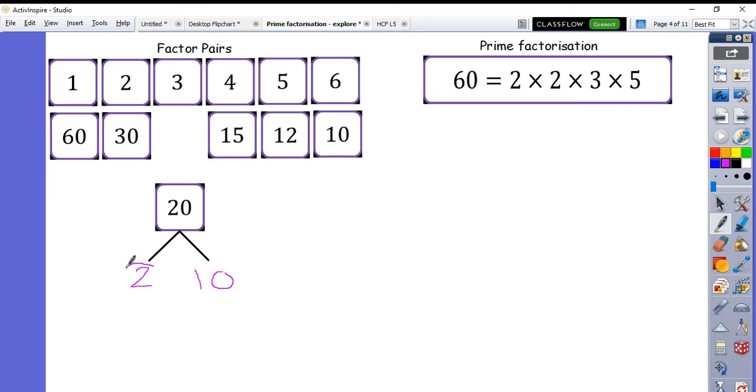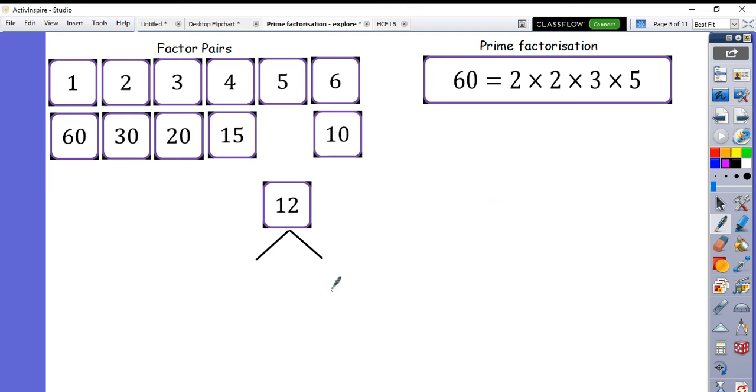Well, we know that that's a prime number, so we can circle that. So 10 isn't, so I've split that into 2 and 5. I know that 2 is a prime number. I also know that 5 is a prime number. So what are we noticing about these prime factors? Well, I've got 2, 2, and a 5. Now I've also got 2 times 2 times 5 there. Let's bear that in mind and let's have a look at another one.